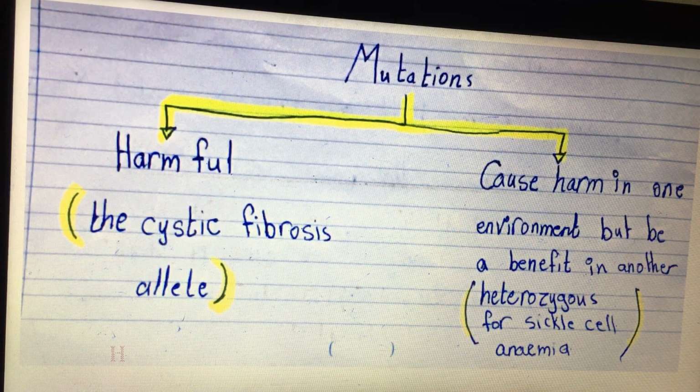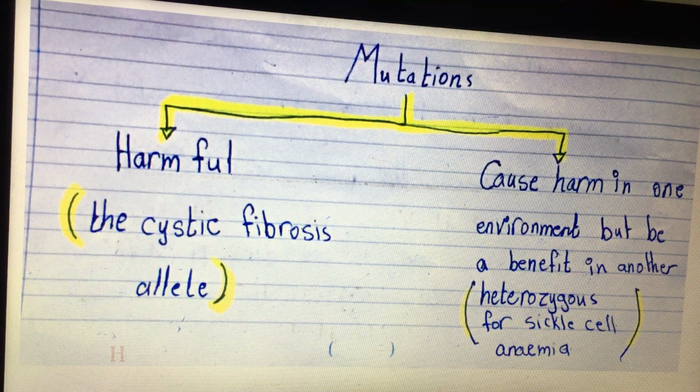What about the second type of mutation, which causes harm in one environment but is a benefit in another? We studied before heterozygous for sickle cell anemia, not homozygous. Actually, the people who are heterozygous for sickle cell anemia are resistant to malaria. So if a person is heterozygous for sickle cell anemia, he is resistant to malaria.